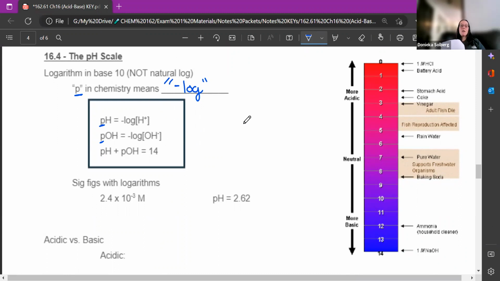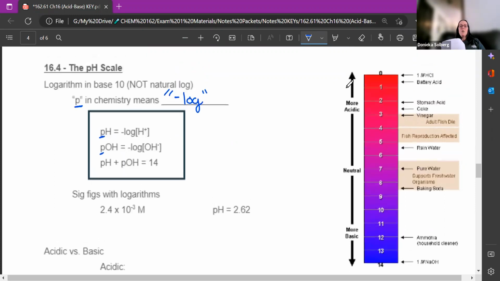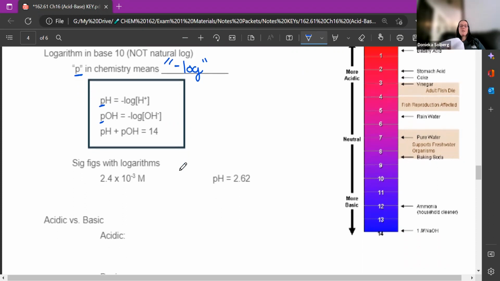Okay, so you are going to be using negative logs. This is just a pH scale over here for your reference. Extremely basic would mean it is a 1 molar concentration. You would be doing negative log of 1, and then negative log of 1 times 10 to the negative 14, and then you would get 14, and then something super acidic is going to give you a pH of 0, essentially. So I do want to make a quick note about significant figures with logarithms.